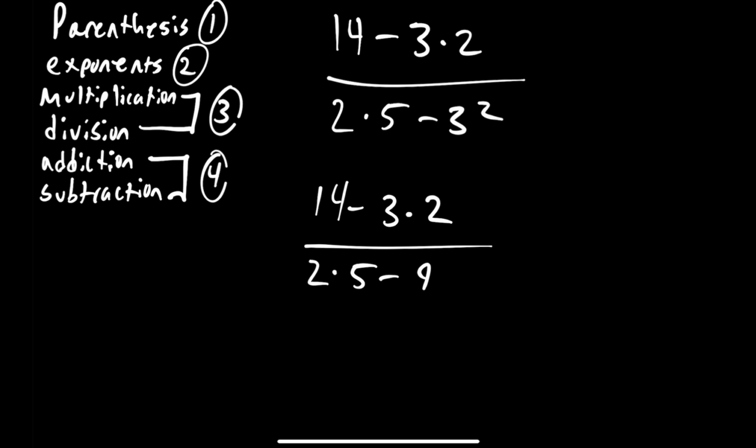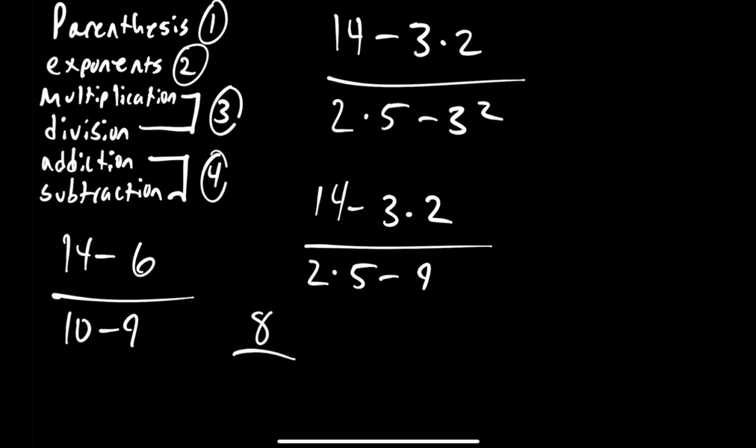So then we move to multiplication and division. Our exponents are done. For the multiplication, we have 14 minus 3 times 2, which is going to give you 6, divided by 2 times 5, which is going to give you 10, and then minus 9. And remember, for division, we have to completely simplify it to actually divide. So we can do the addition and subtraction right now. We have 14 minus 6, which is going to give you 8, divided by 10 minus 9, which is going to give you 1. So your answer is going to be 8.